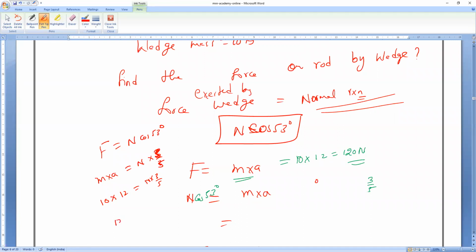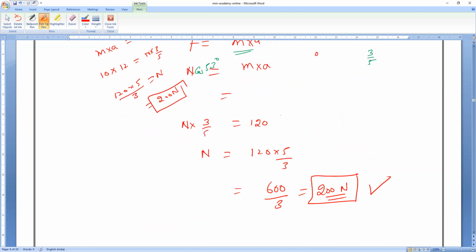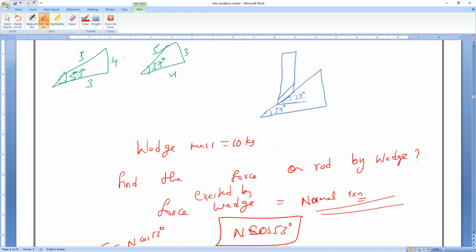So 120 into 5 divided by 3 is equal to N, which is equal to 200 newtons. What is the force exerted by the wedge on the block? It is equal to 200 newtons. Do you understand, everybody, how to calculate it? The mass is 10 kg, for example.